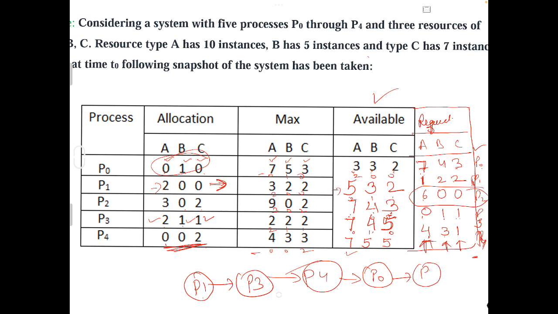P2 will execute. The solution of this question is that there is no deadlock in the given situation, because all the resources will be available to all the processes and the flow of execution will be P1, P3, P4, P0 and P2. So this can easily execute without deadlock. This much you have to find out. So I hope you understood this.